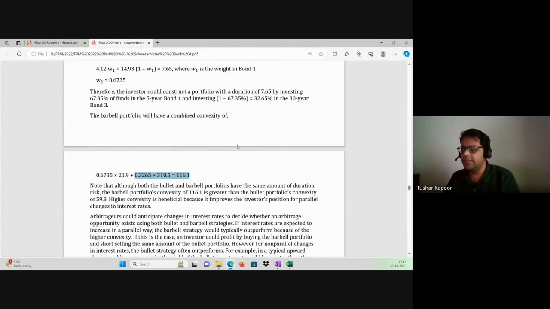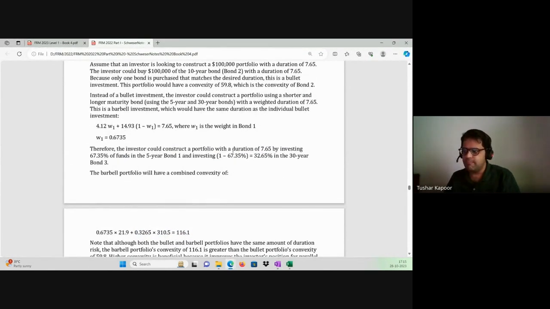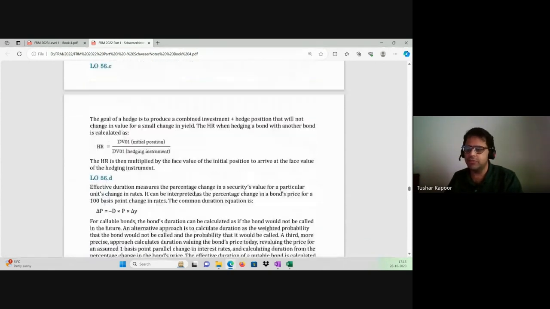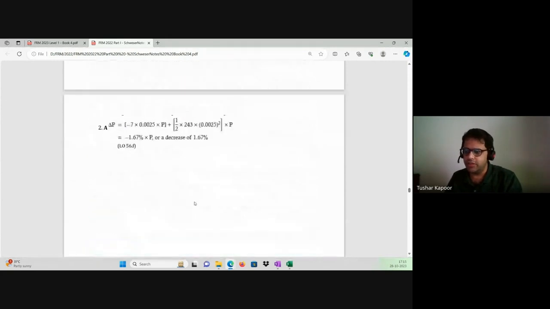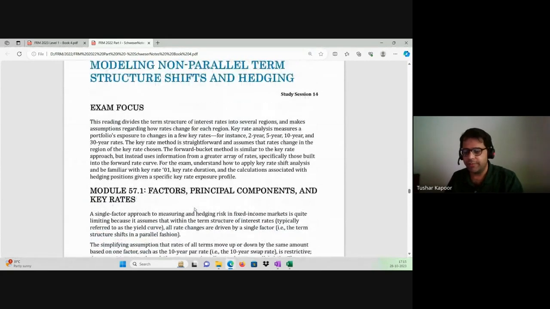Similarly, I can match it up for convexity also. If I have been given convexities, I can combine them for this portfolio and come up with a convexity number. Okay. With this, we have completed this chapter as well.